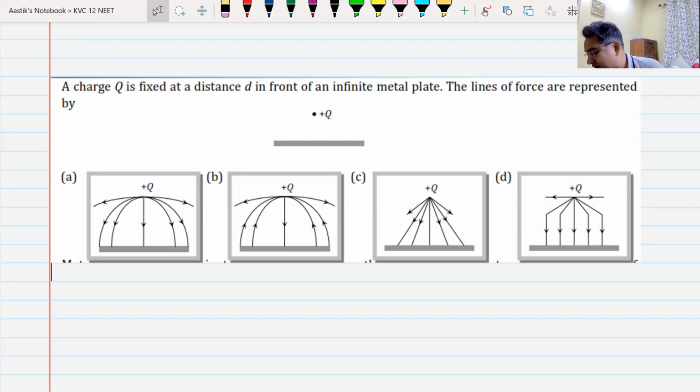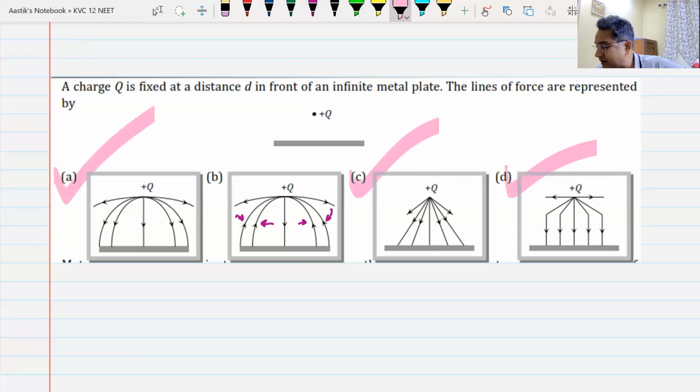Option B is not the correct option, beta. Because in option B, you see electric field lines going towards the positive charge. How can they go towards the positive charge? They can only go away from a positive charge. So the only options are A, C, and D. Option B goes down the drain.